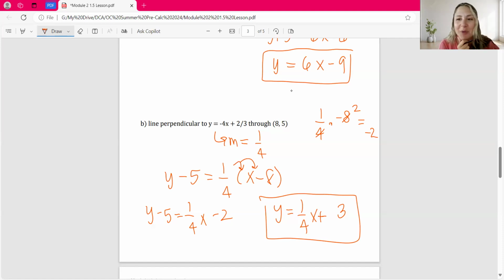Yes. Any questions for me? Let me know in the chat. And that's just some review on finding equations of parallel and perpendicular lines. The next thing we're going to talk about is average rate of change. Give you a second to copy anything else down.